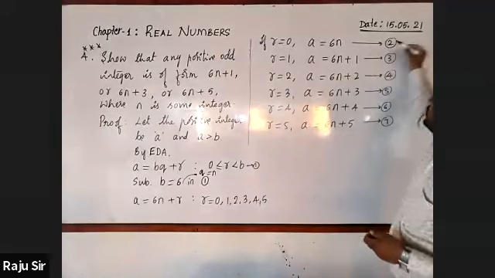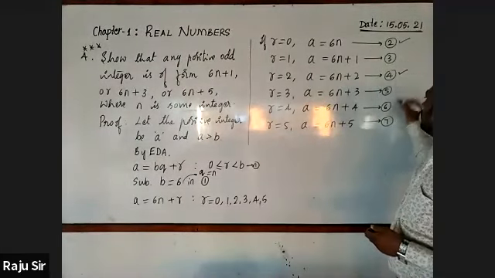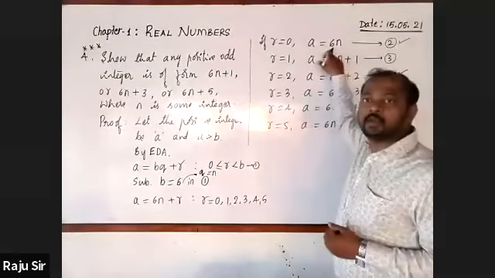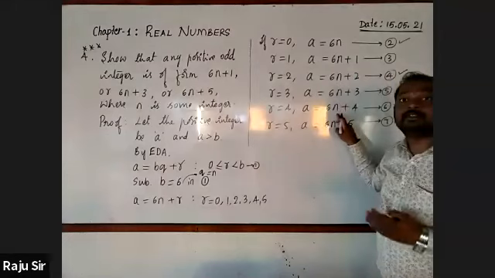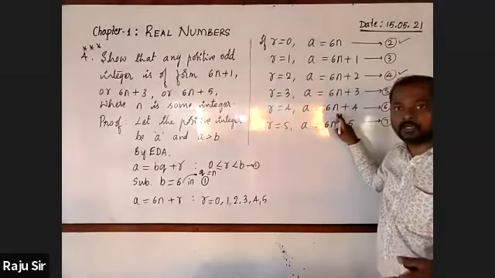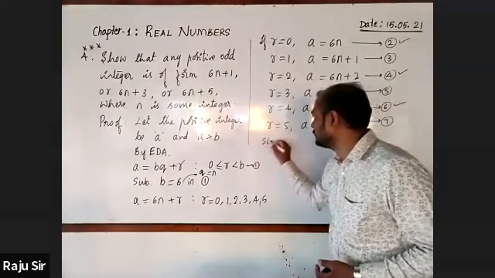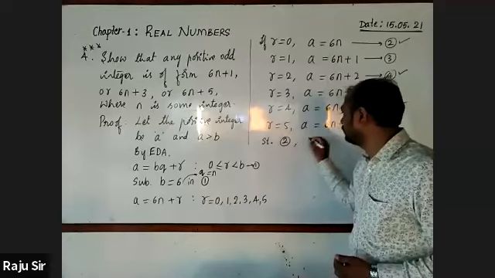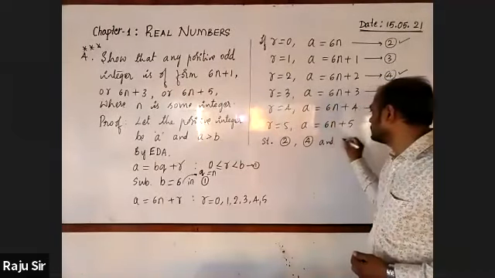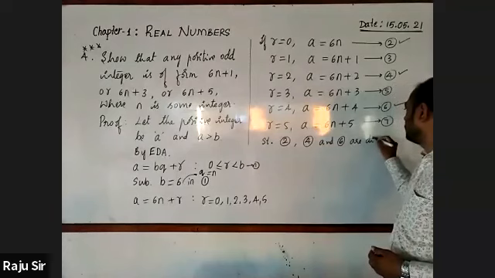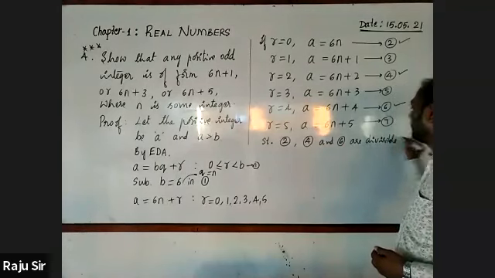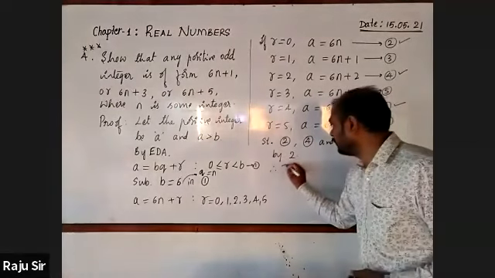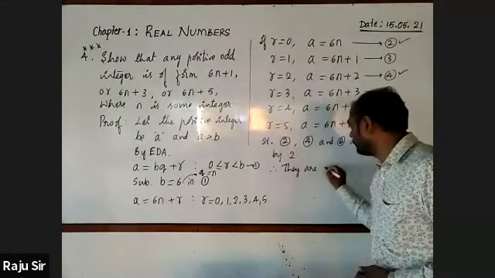You can notice that statements 2, 4, and 6 are all multiples of 2, or they are all divisible by 2. Hence, they are even. Got it? Write that. Statements 2, 4, and 6 are divisible by 2. Therefore, they are even.